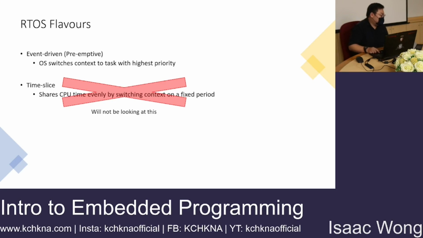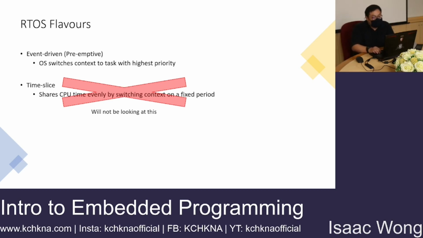Now, a real-time operating system comes in 2 different flavors. The first one is the event-driven real-time operating system, also known as preemptive. The OS switches the context to the task with the highest priority. Let's say I have a low priority task that's just doing simple things. Then I have a higher priority task. Let's say a user comes in and requests an input. The OS will immediately switch to that higher priority task and run it. Once it's done, it switches back to what it was doing before.